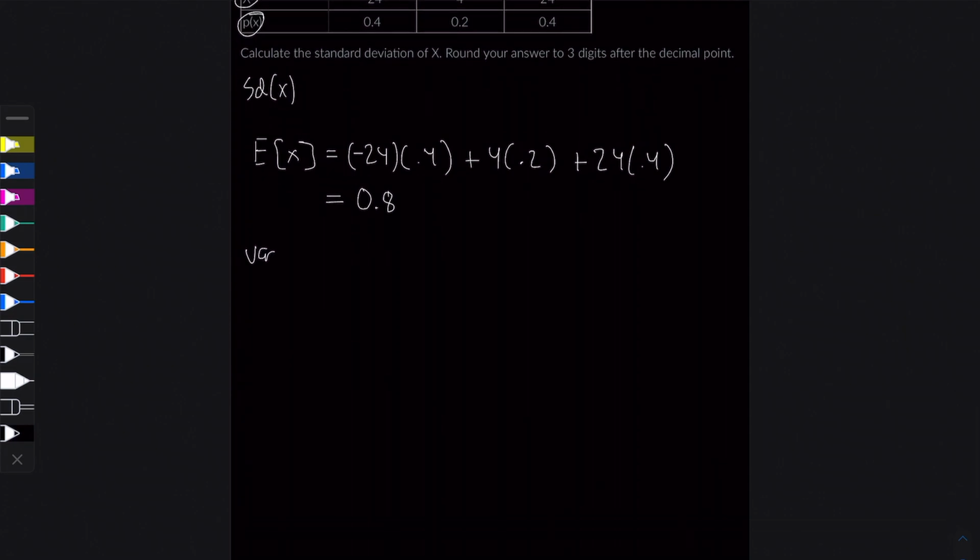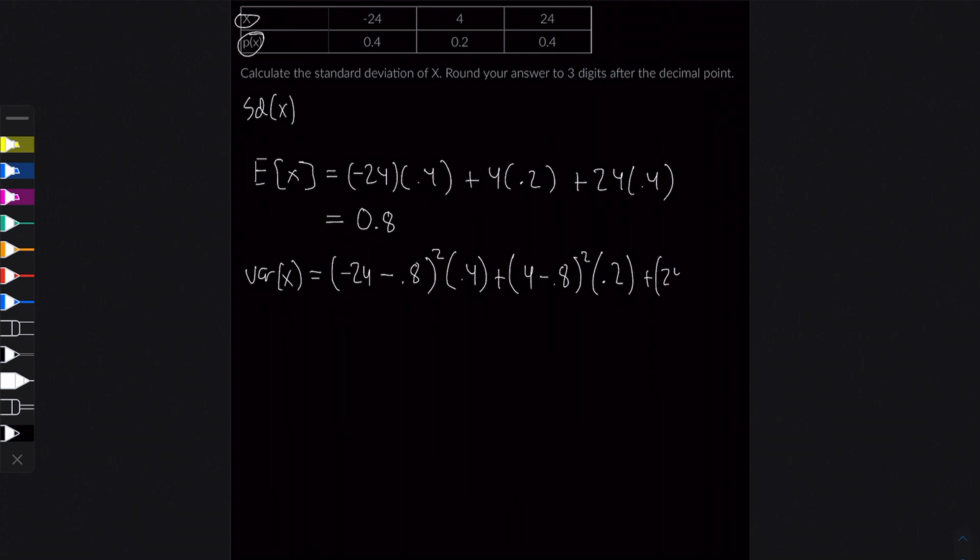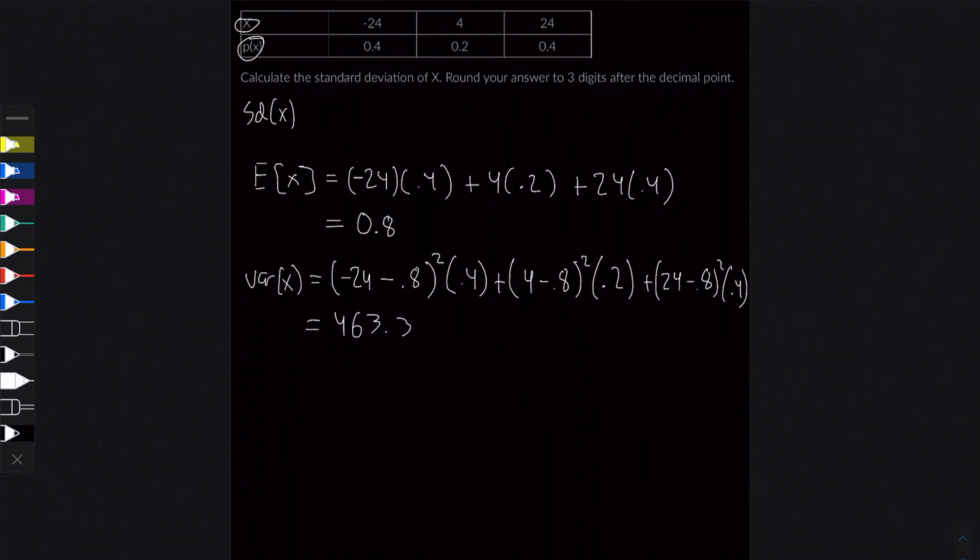So our variance here, if you remember our formula earlier, it is the first observation, so this is negative 24, our first outcome, and then we would subtract the expected value, so 0.8 there, squared times the probability, plus the second outcome, 4 minus the expected value again, squared times the probability, and then for the last one, it is 24 minus 0.8 squared times 0.4. And our variance there is 463.369.